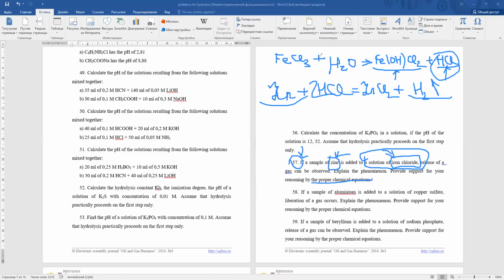The hydrolysis of the iron chloride gives the product acid, and the zinc can react with that acid, which is formed by the hydrolysis reaction, and then this gas forms. Is it clear?